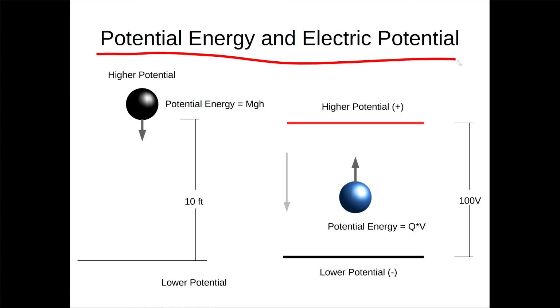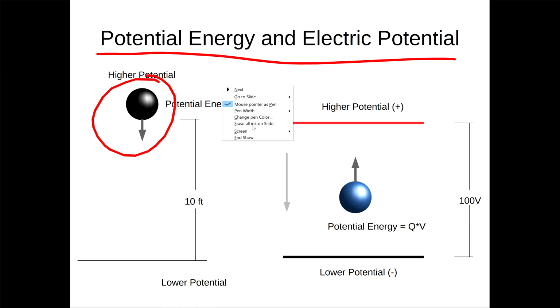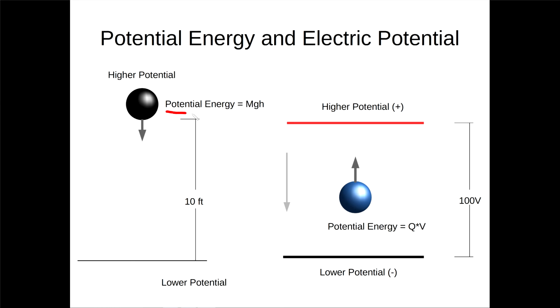So on the left here, we could imagine this object as a ball. Imagine you had a bowling ball, and if you lifted that bowling ball 10 feet into the air, it would have what we know as potential energy. And all that means is it's stored energy, energy stored in that ball.